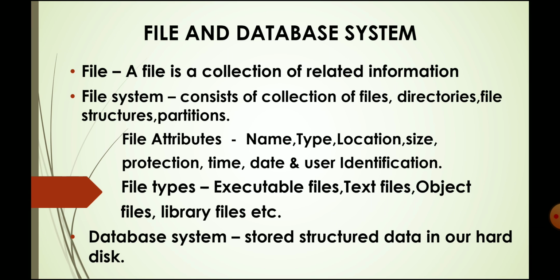And a file system consists of files, directories, structures, partitions, and file attributes, which are name, type, location, size, protection, time and date, user identification, etc. And file types may be executable files, text files, object files, library files, etc.